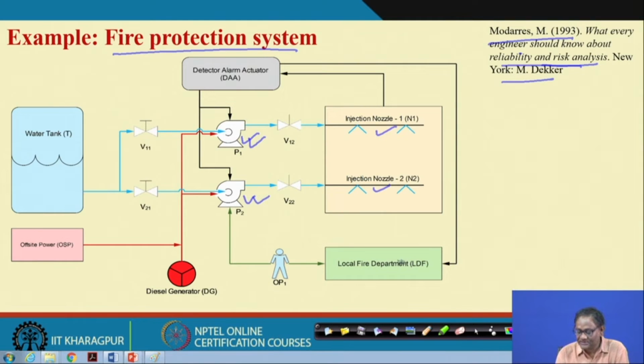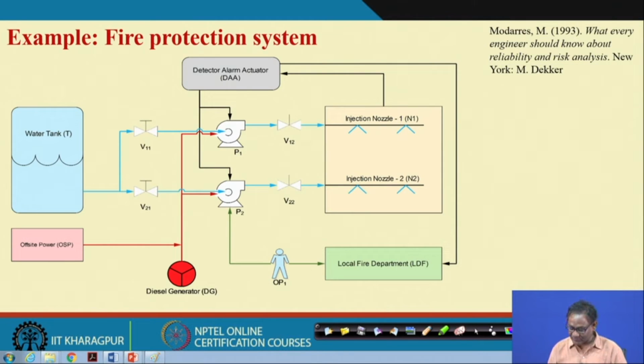If both fail, then ultimately the operator will call the fire department, and there is an offsite power source. If the power source does not work, then the DG system is there, and obviously there is a detection alarm actuator which helps in doing the work. Now, let us read the operation details, so that you will understand how this system will work.